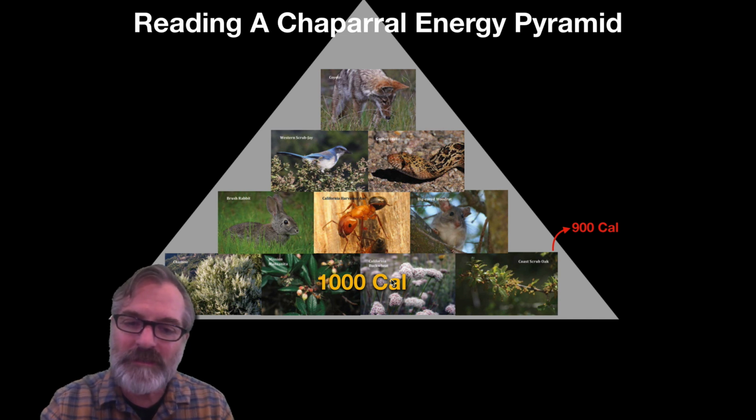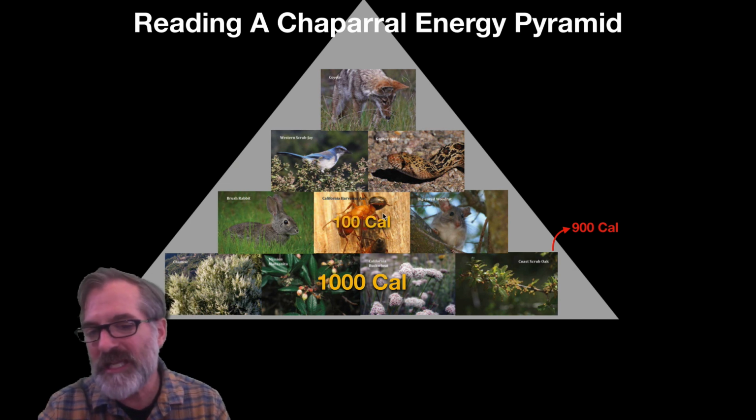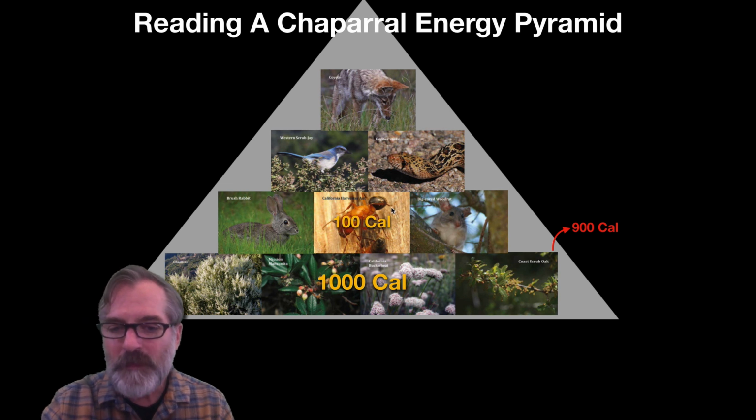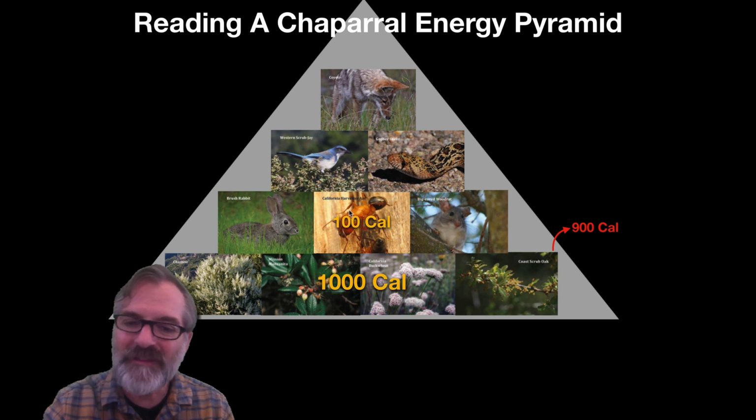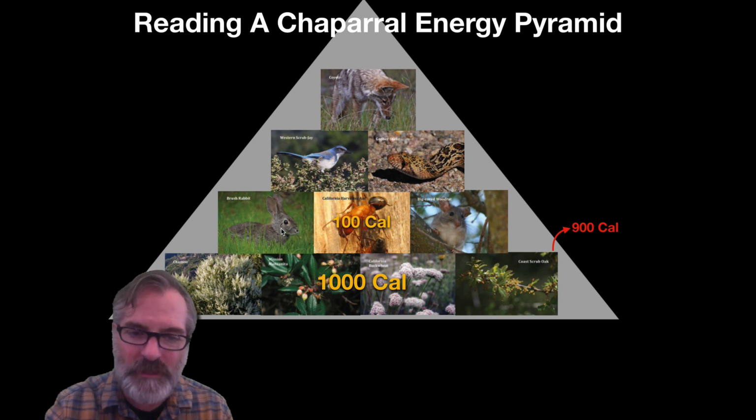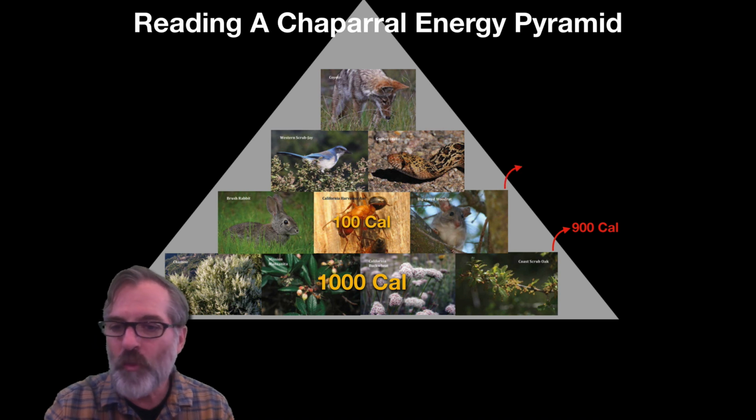So that means that there's only about 100 calories that can be transferred to this next trophic level as they feed, okay? Now, out of these 100 calories that go to the next level, only 10% of those will be able to be put into more rabbit tissue or ant tissue or this big-eared wood rat tissue. So what they're going to do is they're going to lose 90 calories.